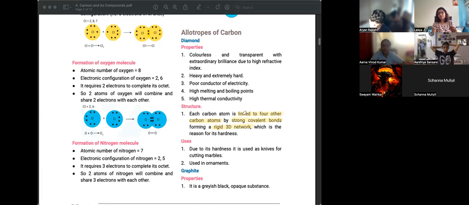So when we're talking about the structure of diamond, these 3 key points have to be there. You need to mention those. So let me know once you finish writing about diamond, then we'll scroll and write about graphite.